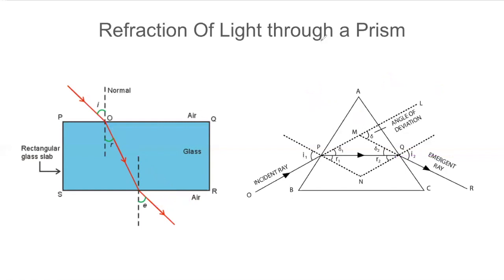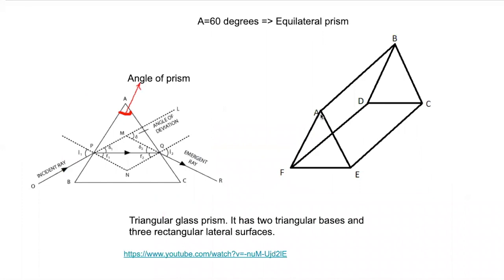Let us move to more details about the prism. What a prism actually looks like is it has two triangular surfaces and three rectangular surfaces. See, one slope here, one slope like this, and then the base has one more rectangle. So three rectangles and two triangles, and the angle by which it is inclined is called the angle of the prism. If this angle is 60 degrees, then this triangle becomes an equilateral triangle, so this prism will be called an equilateral prism.